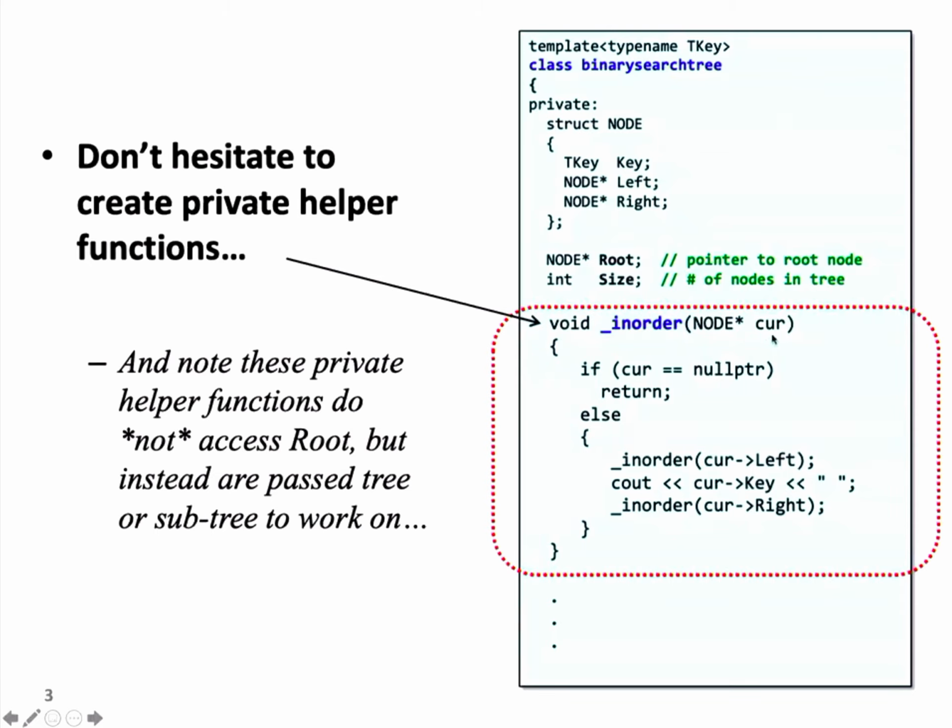So the current pointer here can be any node object.